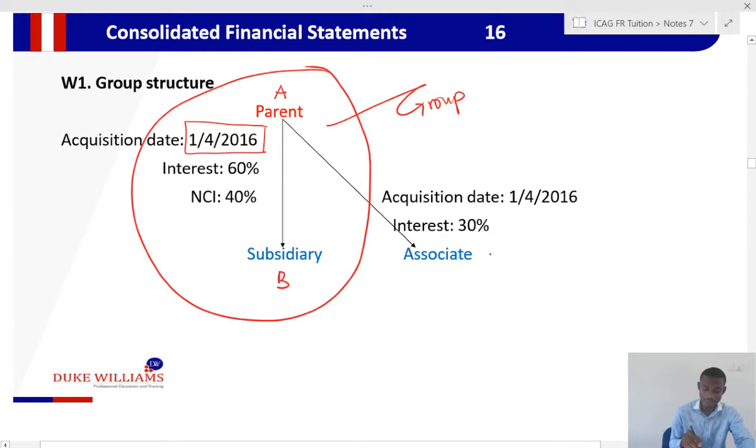Now, if we have entity C, which is an associate, it is outside the group. Being outside the group means that entity C is not consolidated. That's what it means. And entity C will be equity accounted for under IAS 28. So the group structure would also give an indication where there is an associate. The interest of the associate would also be shown, and the date of acquisition of the associate would also be shown. Very important to draw up the group structure to start with.